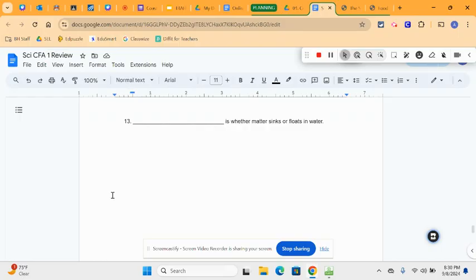Okay, number 13. It says blank is whether matter sinks or floats in water. I want to know what term does that describe. Again, blank is whether matter sinks or floats in water.